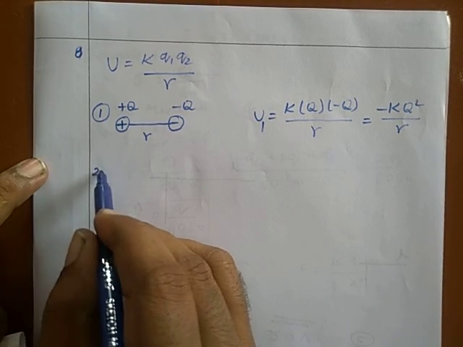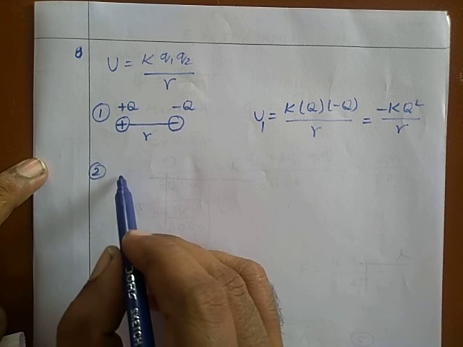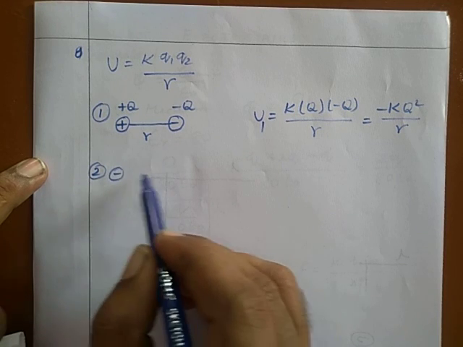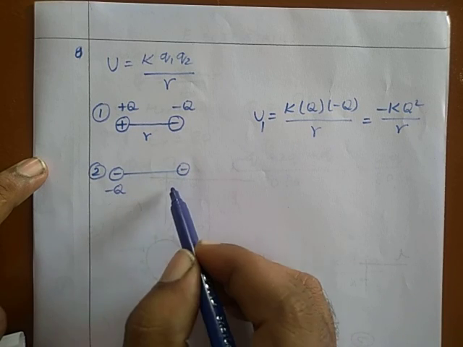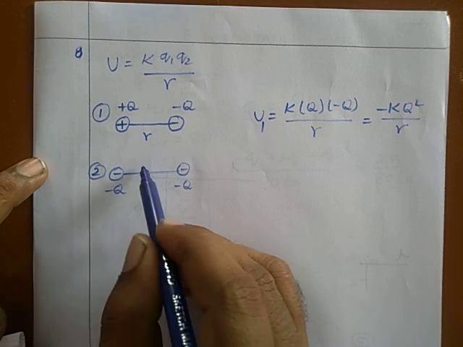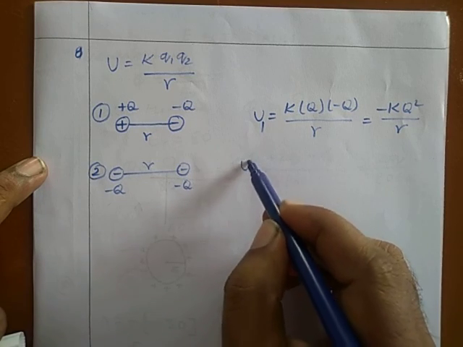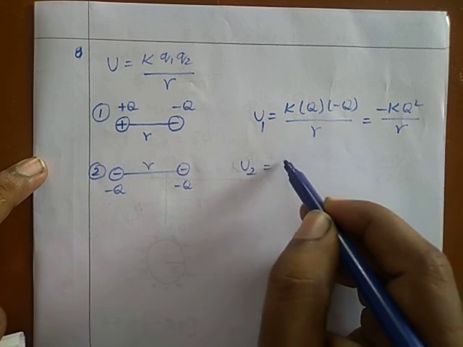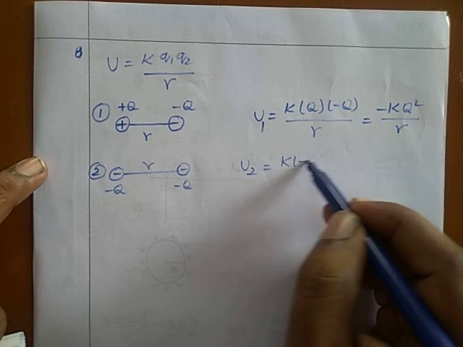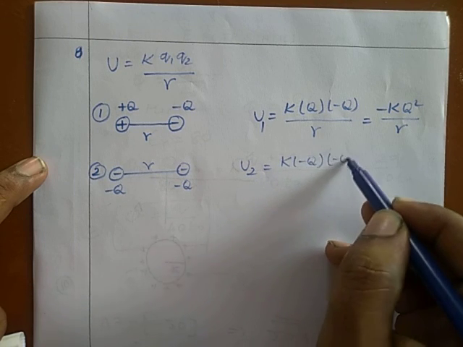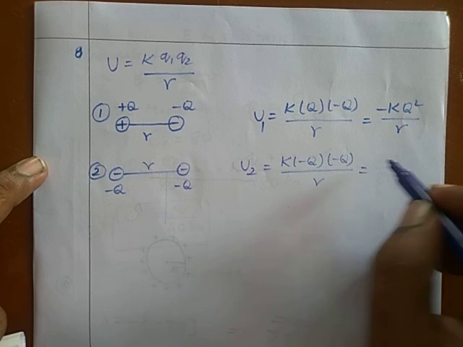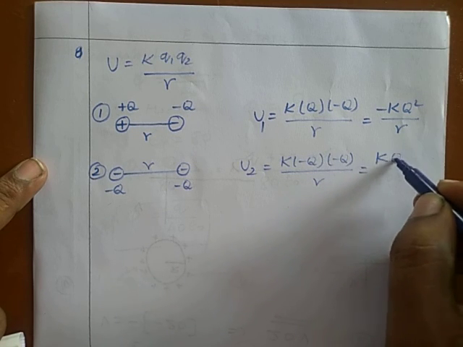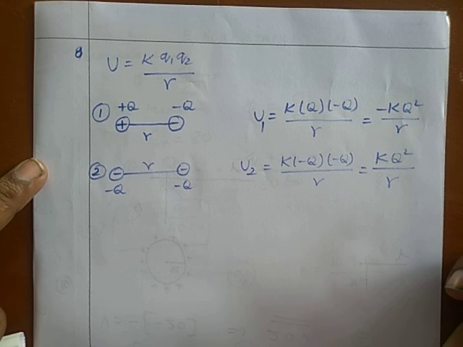Then for the second case, there are also two charges, one is minus Q, another one is also minus Q. They are also separated by the same distance. Then the potential energy for this case, U2 is equal to K minus Q into minus Q divided by R. Then we get minus minus plus, so U2 is K Q square by R.